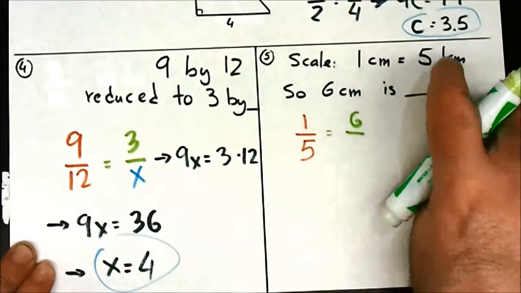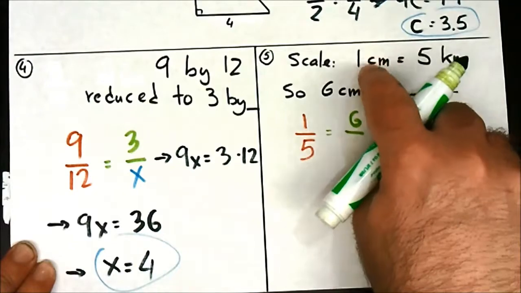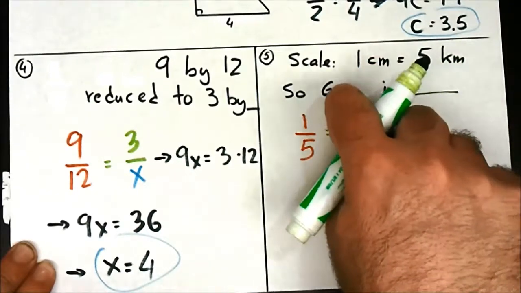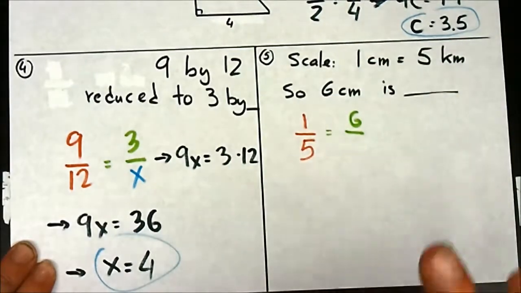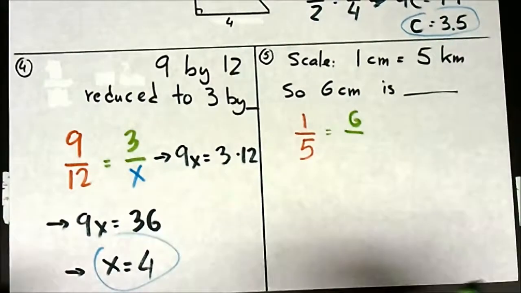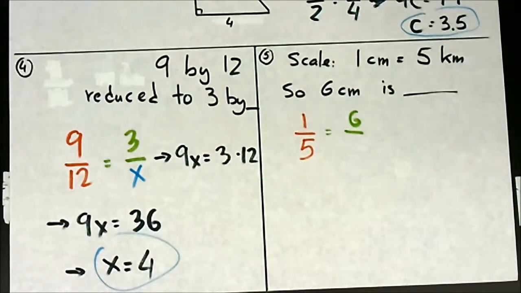I could have flipped this. I could have said 5 over 1, and then the centimeters would be on the bottom. Then I would have put the 6 on the bottom too. They just have to match. The relative position is not that important. You just have to make sure they're all matched up.